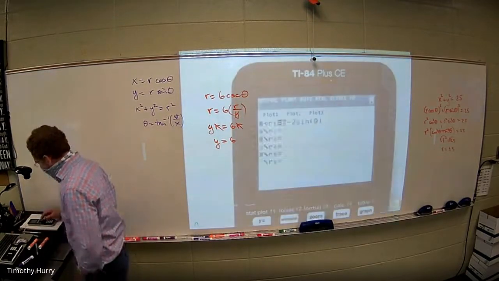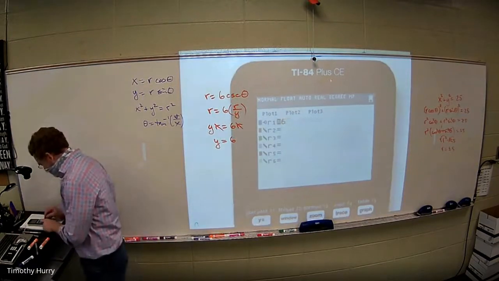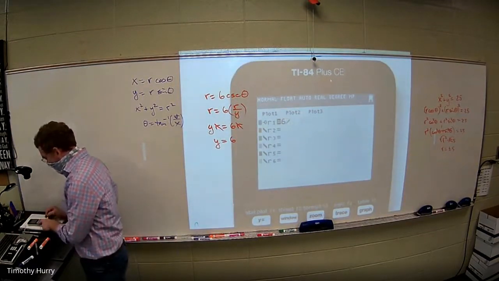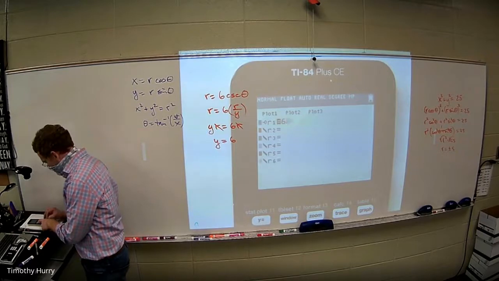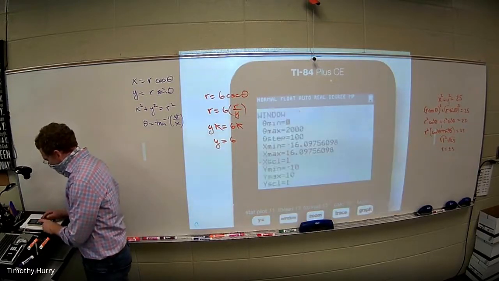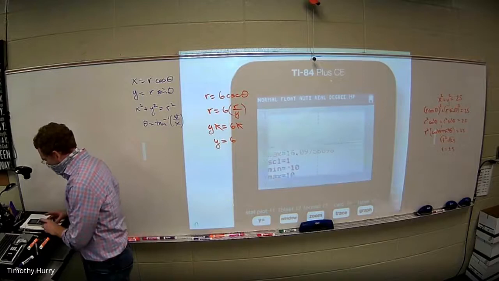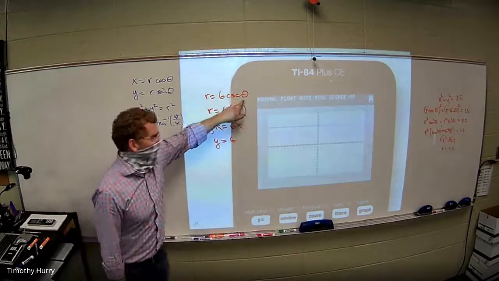If I graph 6 cosecant theta, I'm going to have to go divide it by, because I'm using a different calculator. 6 from 0, 360. Horizontal line. Wow. But I never would have known that here, would I?